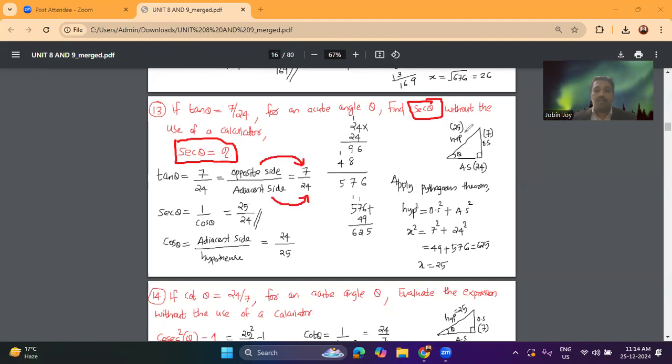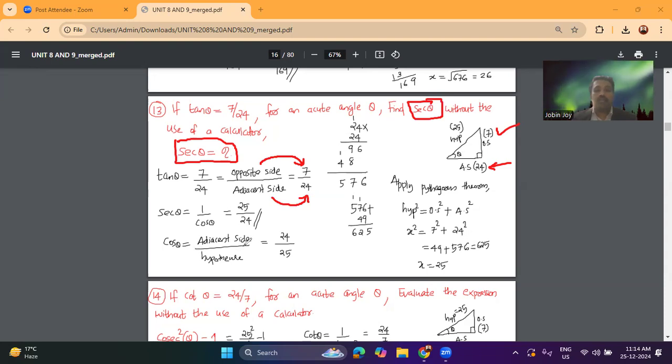So I will draw a right angle triangle like this. Then I will mark angle theta. Then I will mark opposite side. I know that opposite side is 7. So this is 7 and adjacent side is 24. Okay, so I marked opposite side and adjacent side. You have to calculate sec theta. Okay, so we know what sec theta is. Sec theta is the reciprocal of cos theta. Okay, first I will calculate cos theta.